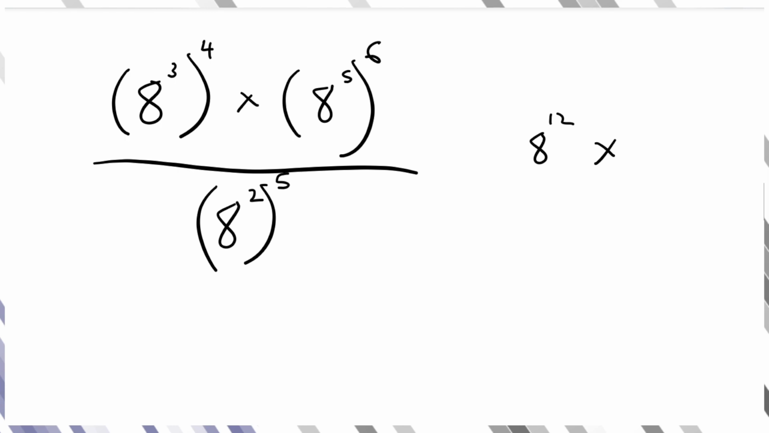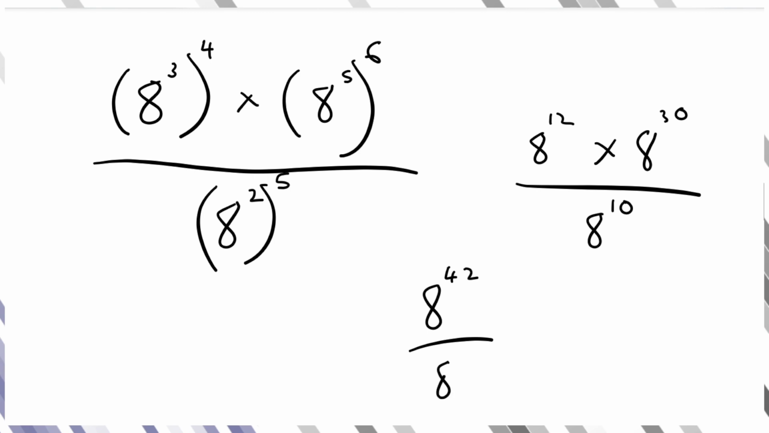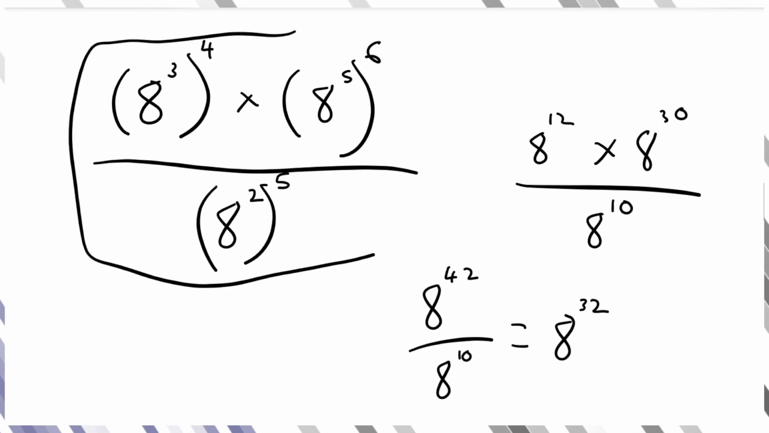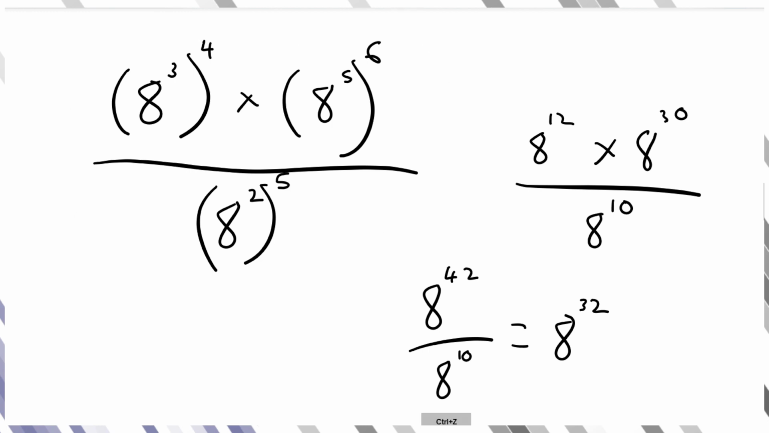So this is 8 to the power of 3 fours, which is 12, times 8 to the power of 5 sixes, which is 30, divided by 8 to the power of 2 fives, which is 10. Next we can add those two powers, the 12 and the 30, so that would be 8 to the power of 42 divided by 8 to the power of 10. And then next we do 8 to the power of 42 take away 10, which is 8 to the power of 32. So all of that is 8 to the power of 32.